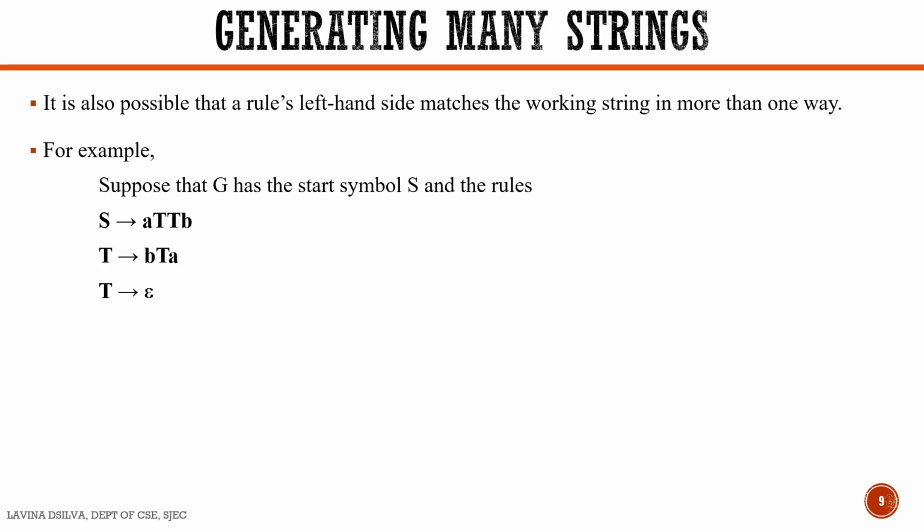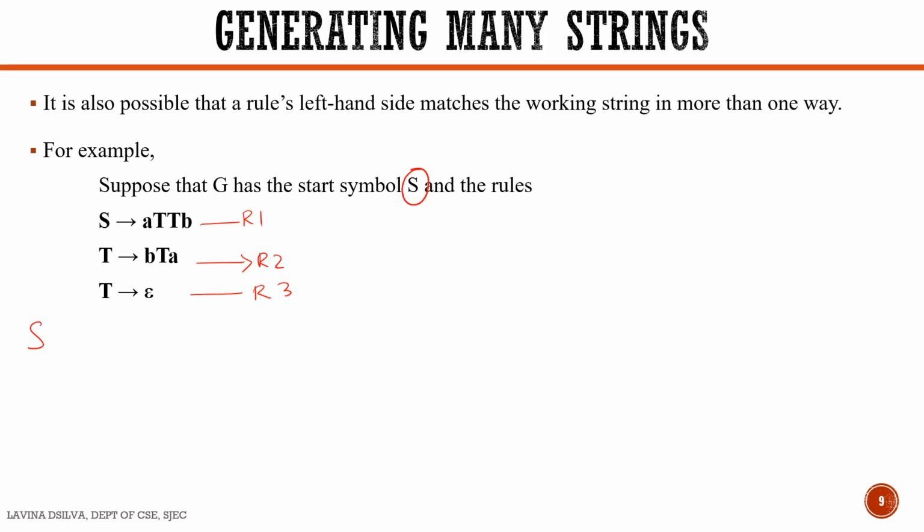We shall take another scenario. Now suppose we have three rules like this. S tends to A, T, T, B. This is rule number 1. T tends to B, T, A. This would be rule number 2. And T tends to epsilon. This would be rule number 3. So we can see that we need to have a specification because we have two non-terminals, S and T. So it has to be specified for us that some symbol is the start symbol. And in this case, S is the start symbol. So you start your derivation with the symbol S.